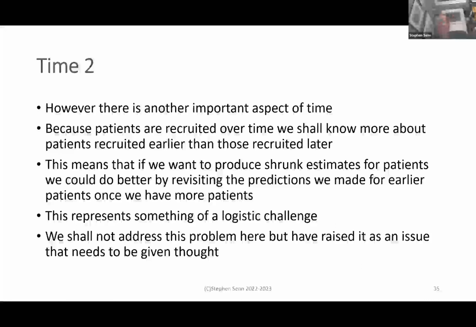I'm not going to address this problem here, but I'm just raising it again as an issue which is worth thinking about for those of you that are actually doing this for real, rather than, as is the case for me, pontificating about it.